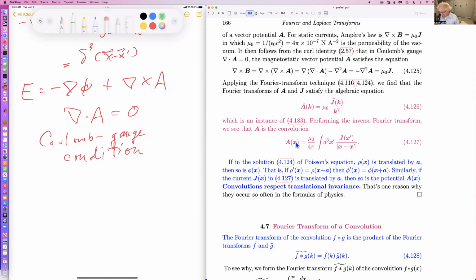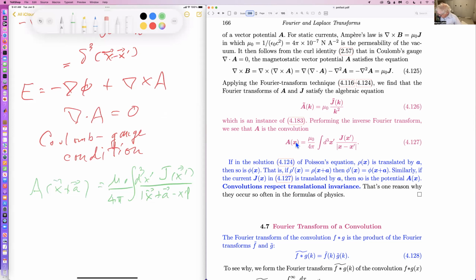Just like to change the color every now. If we change this, all we have is E of x plus a. Of course, I shouldn't have used a since I already have a, but it's too late now. Mu 0 over 4 pi integral d cubed x prime, and now it's a j of x prime over the absolute value of x plus a minus x prime.